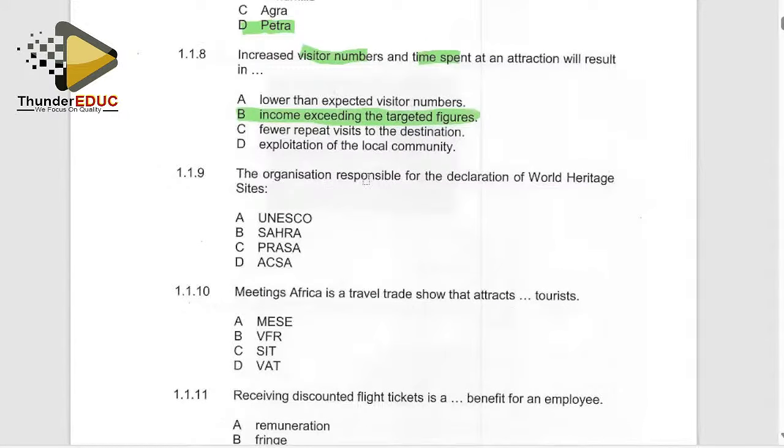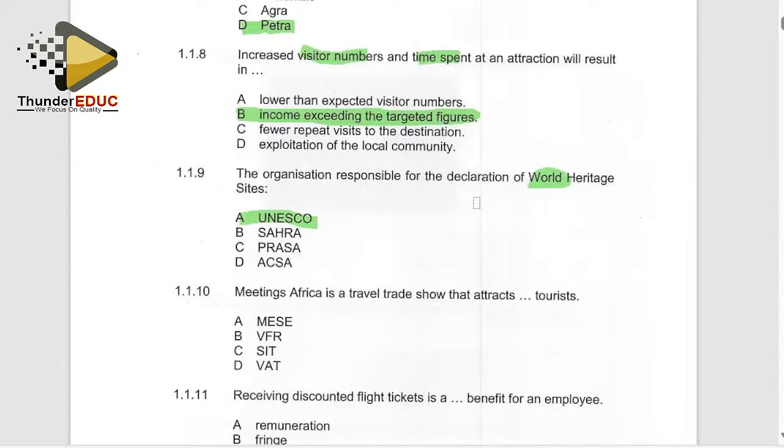1.1.9, the organization responsible for the declaration of World Heritage Sites. So our key term there is World Heritage Sites. World, it is on a world level. That is the sole responsibility of UNESCO, which is the United Nations Educational, Scientific, and Cultural Organization. That is the organization which is responsible for that.